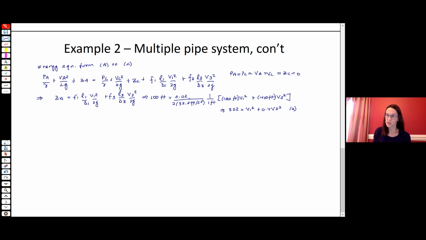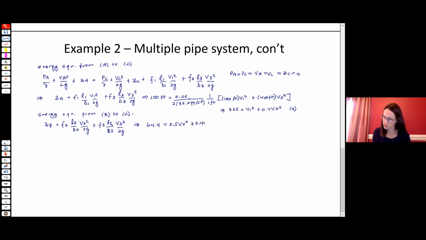Similarly, we write down the energy equation for a fluid flowing from B to C. And we get ZB equals F2 L2 over D2 times V2 squared over 2G plus F3 times L3 over D3, V3 squared over 2G. If we plug everything in, that simplifies to 64.4 equals 0.5 V2 squared plus 0.4 times V3 squared. And we'll call that equation 3.